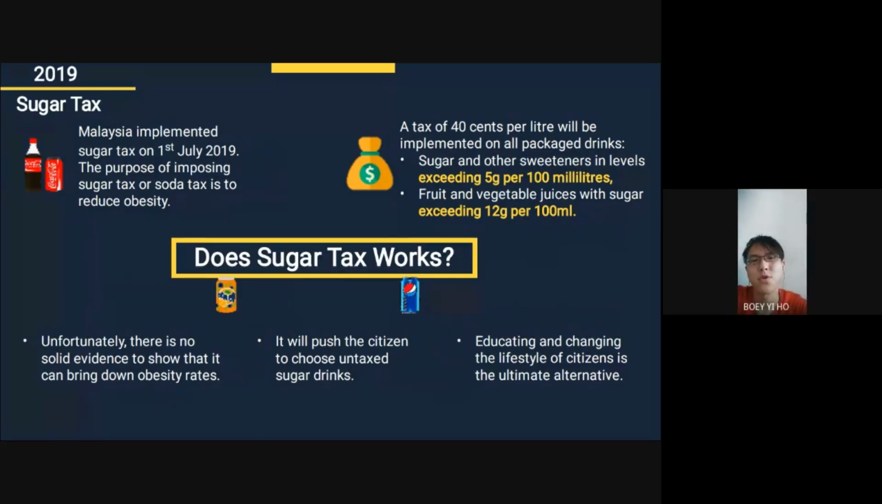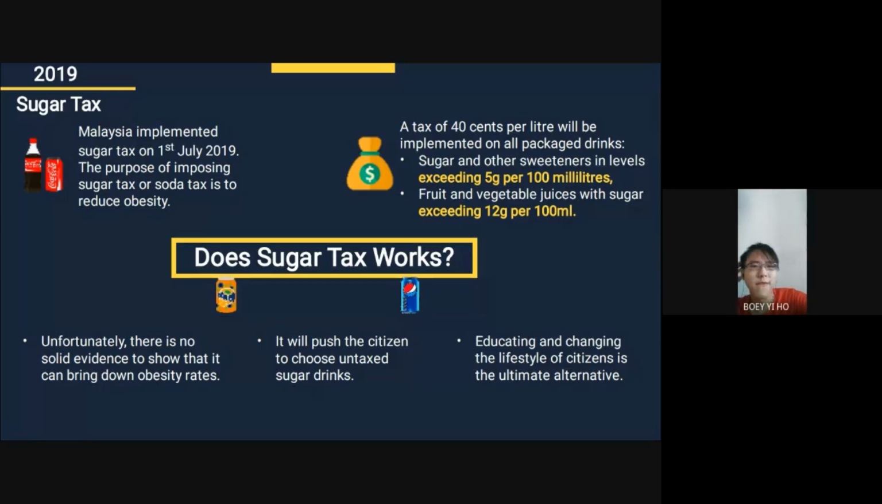Okay, the next issue is the sugar tax. On 1st of July 2019, Malaysia adopted the sugar tax. For your information, a tax of 40 sen per litre will be implemented on all packaged drinks. But in my opinion, the sugar tax does not work. Why? Because there is no evidence to show that it can bring down obesity rates. Also, if you tax Pepsi or Coca-Cola, consumers will choose alternatives, untaxed sugary drinks.